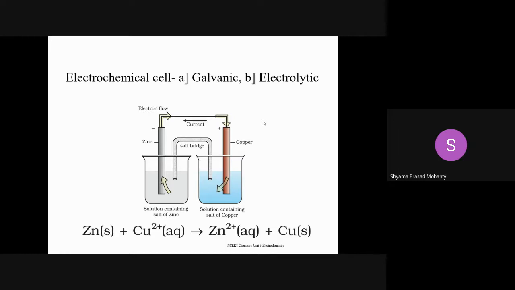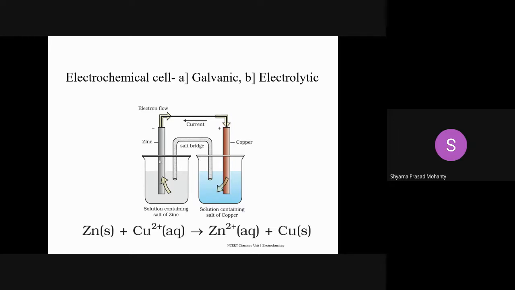So this is an example of a Daniel cell, where we are having zinc ions. Let's say you take zinc sulfate in deionized water or distilled water, then you have this zinc electrode. Zinc will be acting as anode here. Based on the electrochemical series, you can decide which will be your anode and which is your cathode.